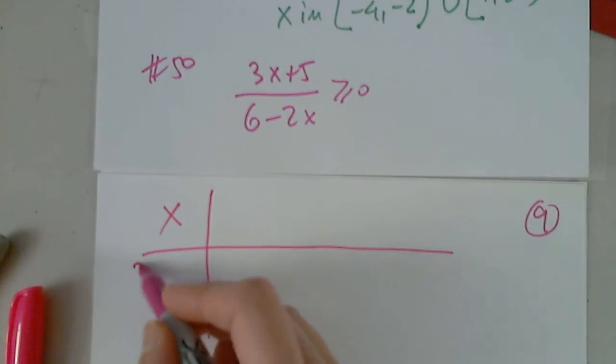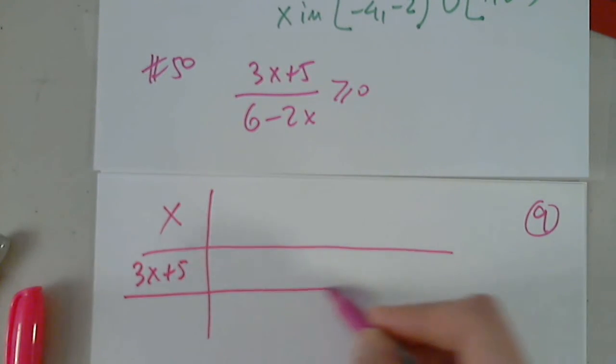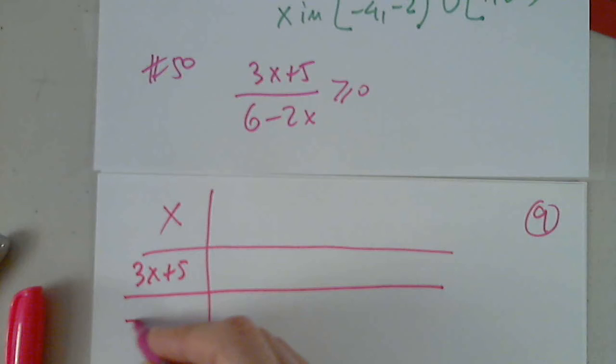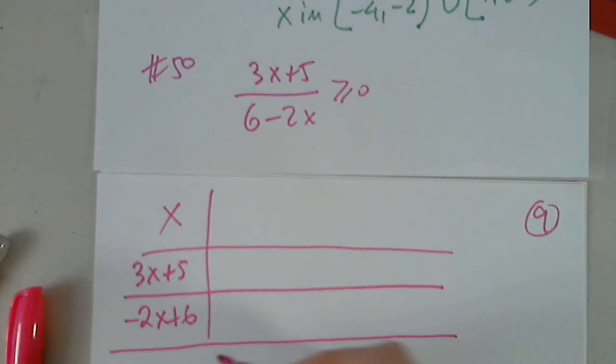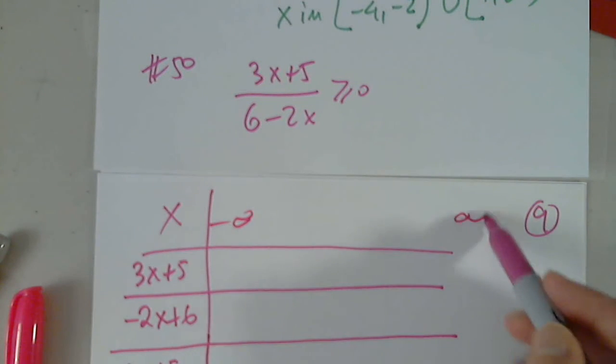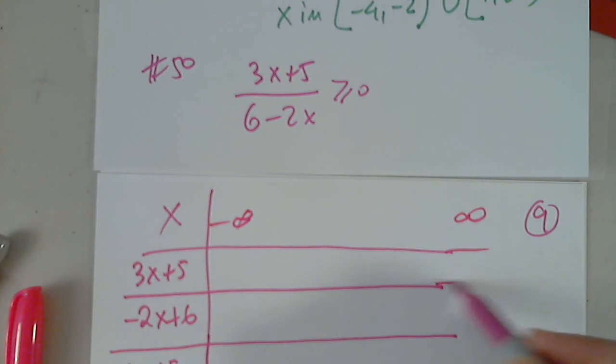The factor at the top is 3x plus 5. The bottom is -2x plus 6. Very important to notice that it's not in the correct order: 3x plus 5 over 6 minus 2x. So the variable in the problem is still x, which can be anything from -infinity to infinity.